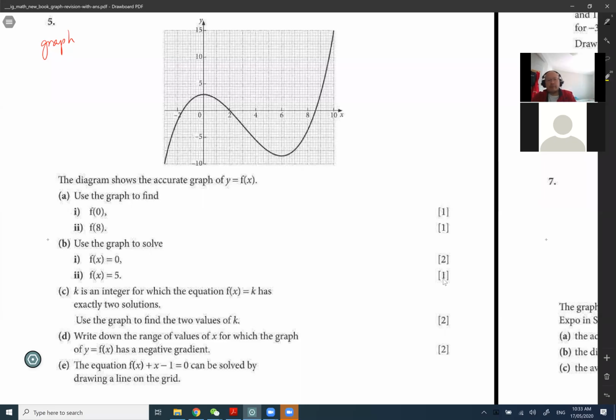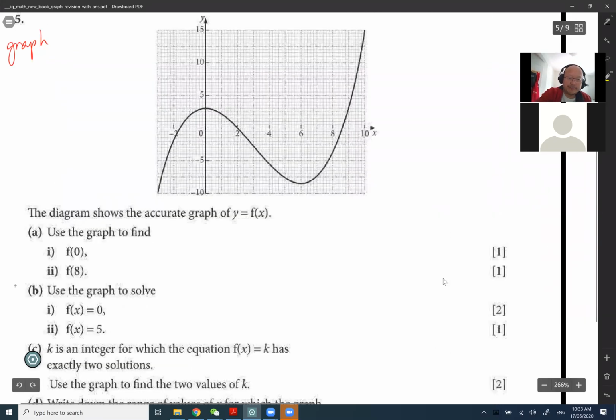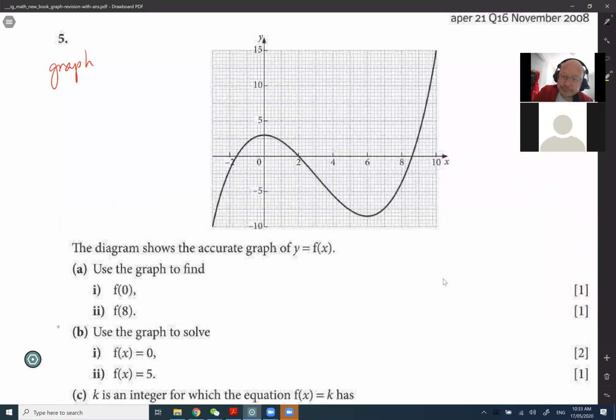You're on the graph, part A and B. This graph actually gives you something called a function, y equals f(x). For a function, the input is x, and the output is y.